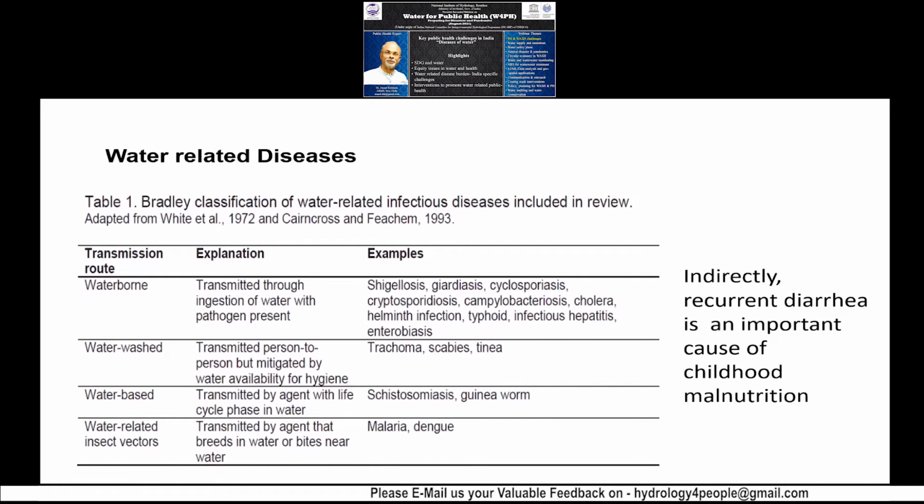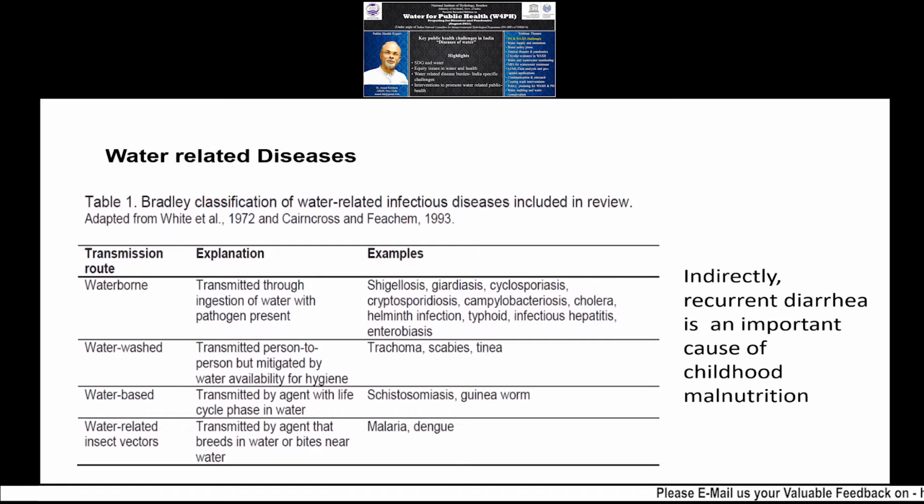There are other diseases, for example water-wash diseases, which are more common in areas where there is water shortage, because people are not able to wash themselves or their hands properly. Water-based diseases are those where water plays a role in the life cycle of the agent, like schistosomiasis or Guinea worm. And finally, water-related diseases like malaria, dengue and other mosquito-related diseases have a strong correlation with the presence of water. So these are the different diseases which can be caused by water.